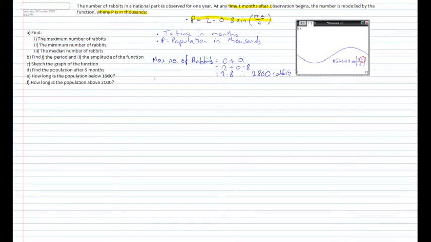Right, the minimum number of rabbits, that's equal to your C value minus your amplitude. So that means 2 minus 0.8 is equal to 1.2, therefore 1,200 rabbits. And your median value is equal to just your C value, which is equal to 2, therefore 2,000 rabbits.